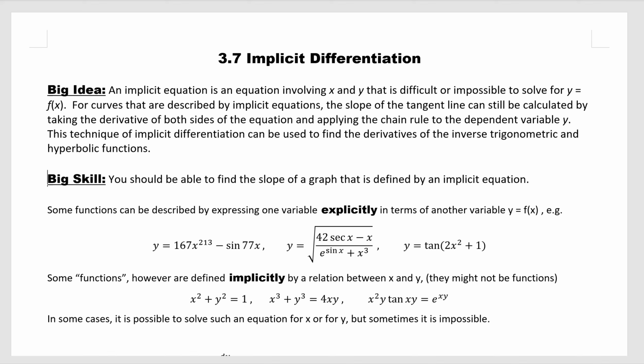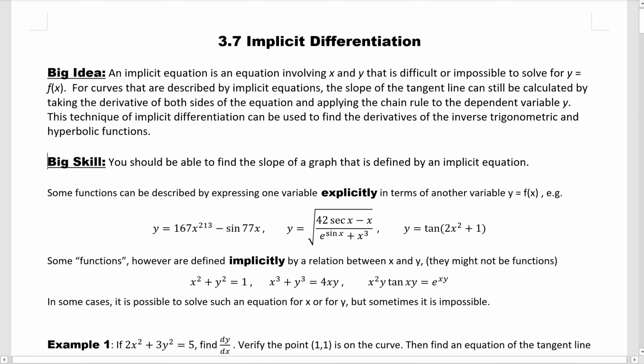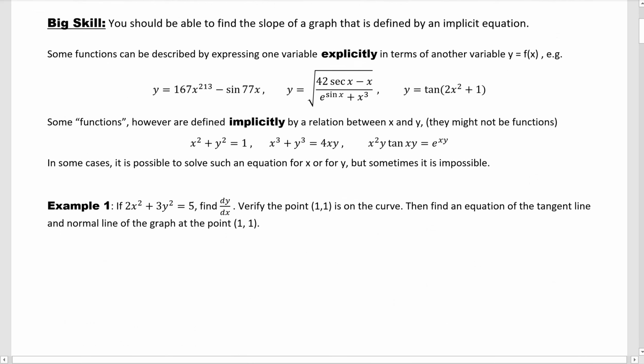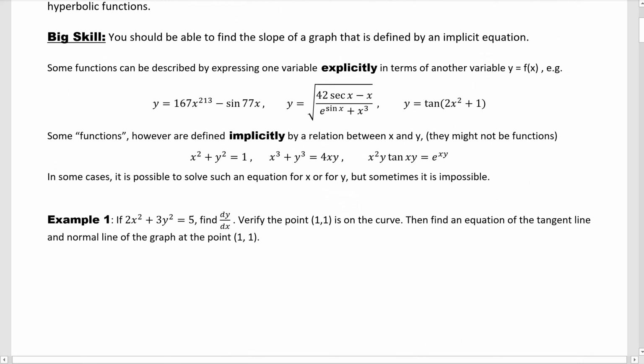In our course, we'll cover inverse trig functions in 3.9, and we won't cover hyperbolic functions, but it's a very similar idea. Okay, so the big skill: you should be able to find the slope of a graph that is defined by an implicit equation. Okay, so some functions can be described by expressing one variable explicitly in terms of another variable.